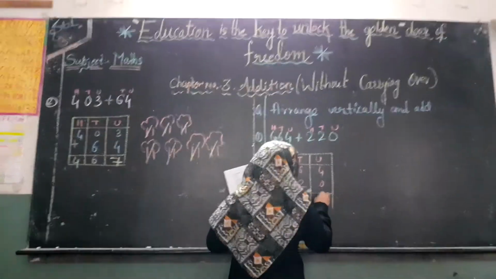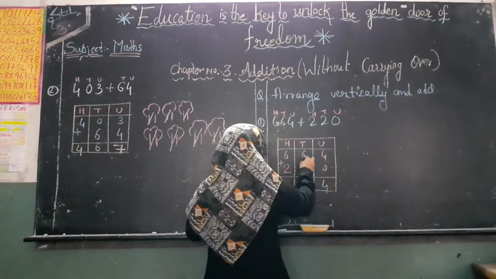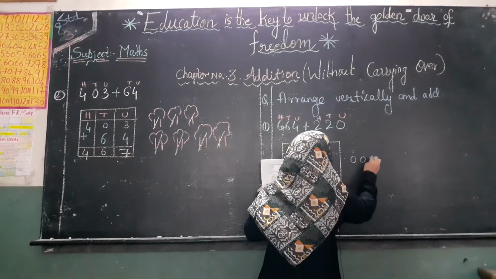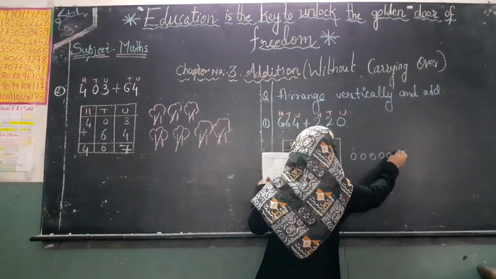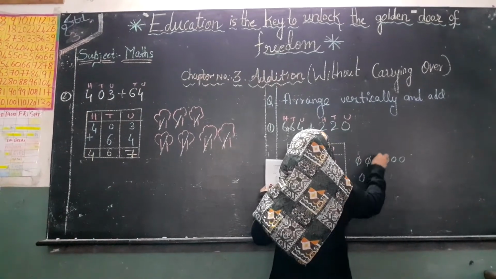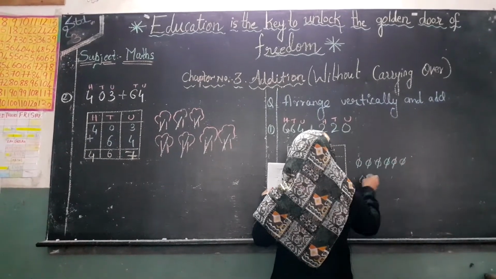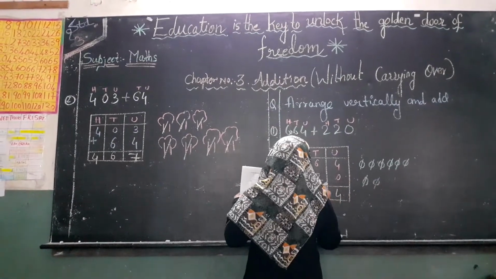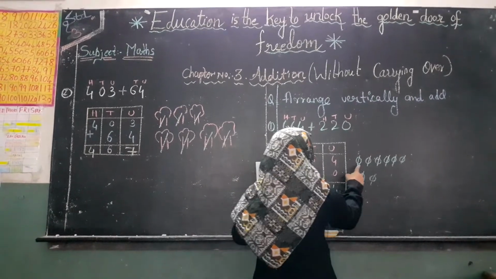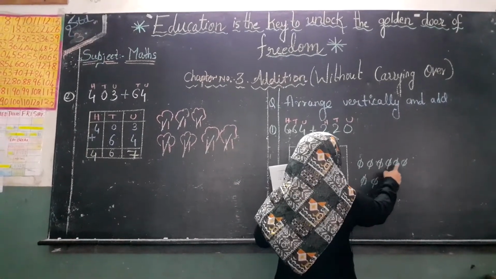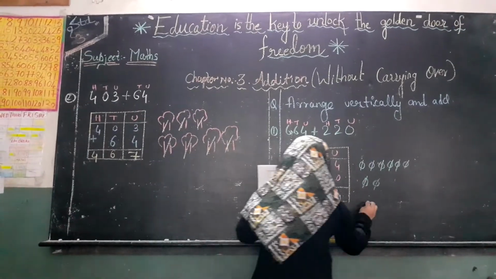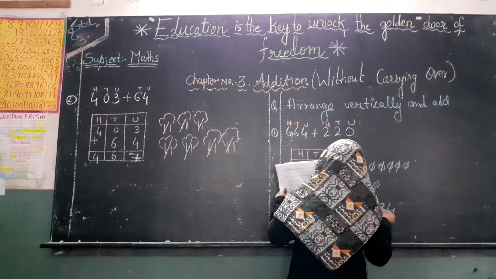4 plus 0 is 4. 6 plus 2 is, now we will draw balls. 1, 2, 3, 4, 5, 6, and 1, 2. Now we will add this: 1, 2, 3, 4, 5, 6, 7, 8. So we will get 8. Now 6 plus 2, same number, so 1, 2, 3, 4, 5, 6, 7, 8. The answer is 884.